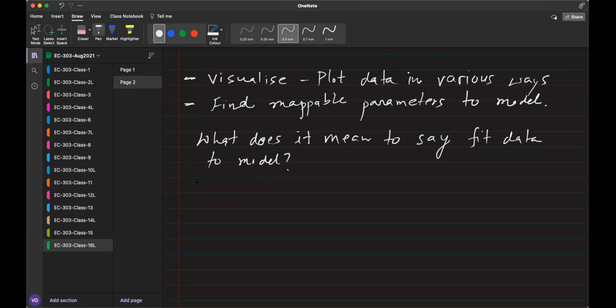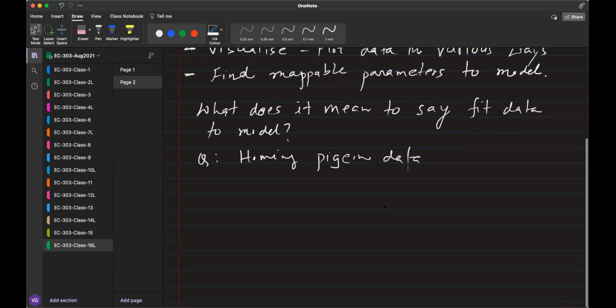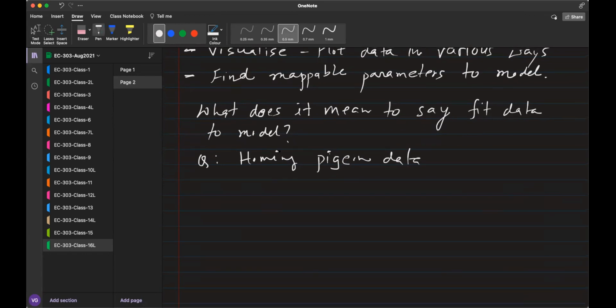So let us ask the following question. We had homing pigeons that we looked at last time, right? We had this homing pigeon data. Now you are saying you will calculate something from it. Can you give me an example? What will you calculate? Something that we did not discuss last time. It has to be something different from that hierarchical structure that we discussed last time. Okay. Anything else? What will you calculate from this?